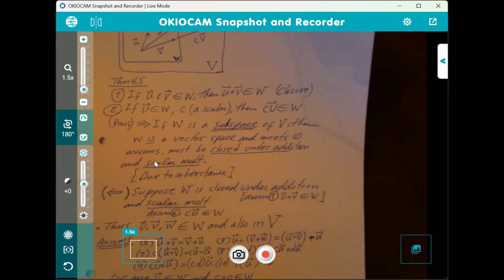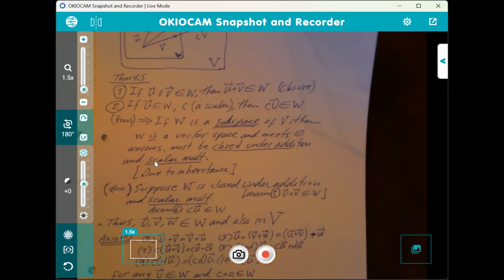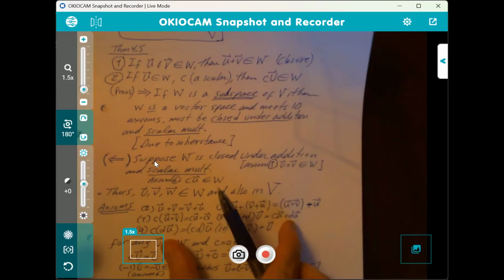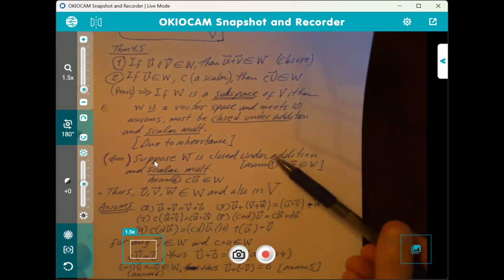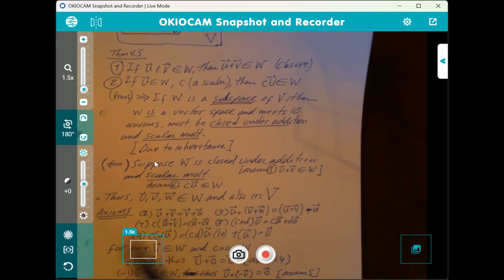So make a long story short, folks, in order to show that W is a subspace, a whole bunch of these axioms are inherited, right? All of these are inherited. We don't need to show these. The only ones we need to show are closure under addition and closure under scalar multiplication. And then we say, okay, yeah, this is good.